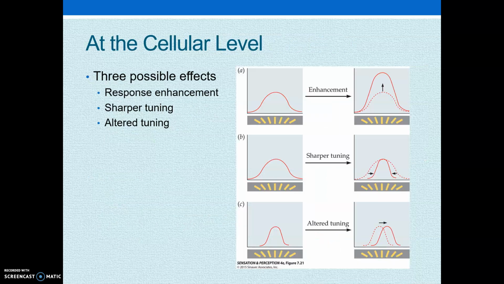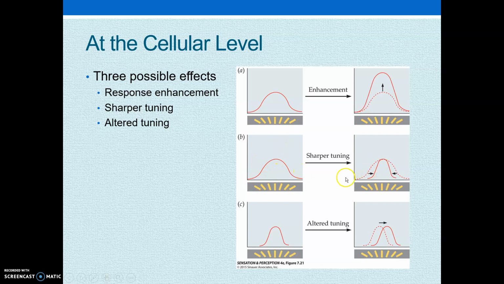Now, what's going on at the cellular level? Well, there are a couple of different things. We actually find that attention can do one of three things to neurons. First of all, it can produce an overall enhancement of response. So here's the original response curve for different orientations of lines. We can have attention providing an overall enhancement, so the neuron just becomes more responsive in general.